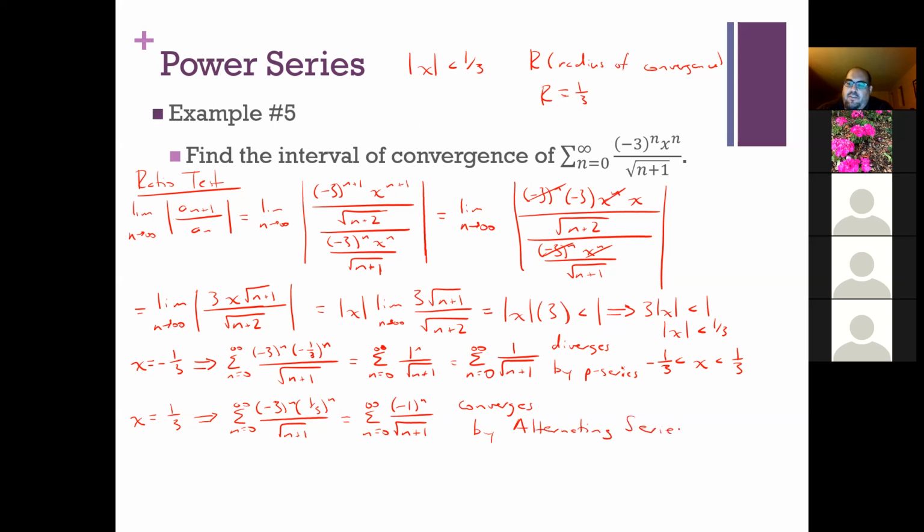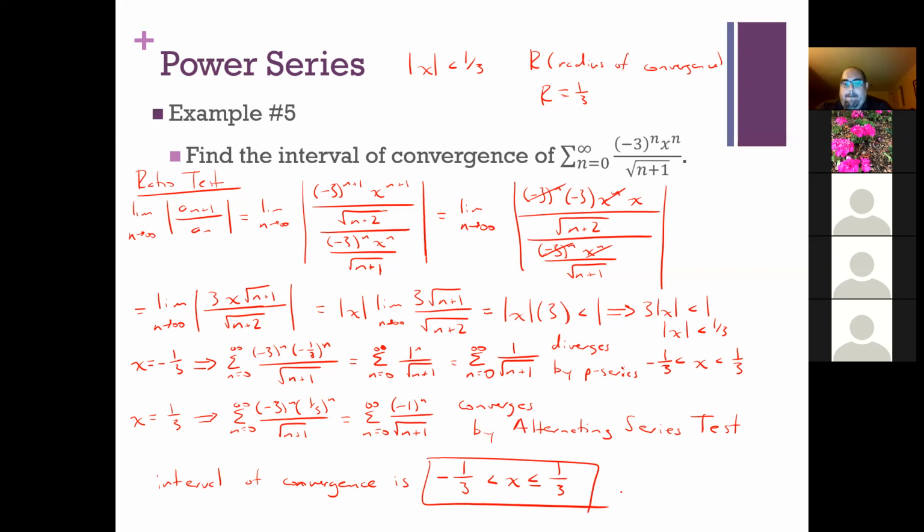So what does that mean for my interval of convergence? What values of x are going to make this series converge? So we cannot include -1/3, but we do include +1/3. So your interval of convergence is this: -1/3 is less than x, which is less than or equal to +1/3. Any questions here?